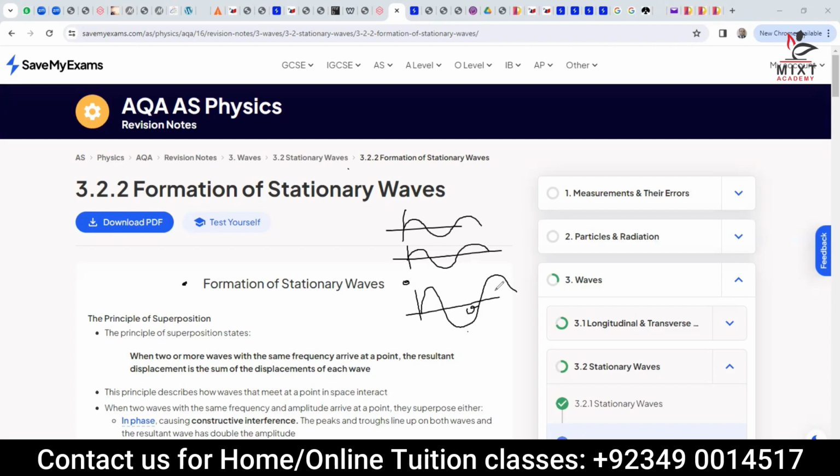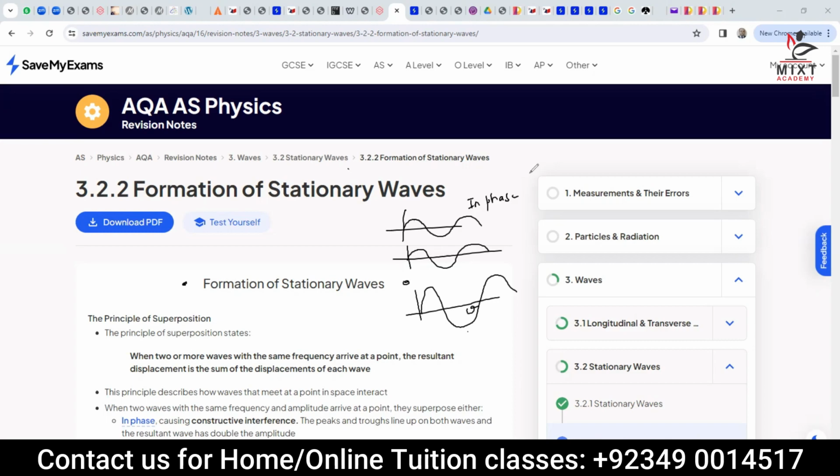When two waves have the same frequency and amplitude arrived at a point, they superpose in phase, causing constructive interference, the peak and the trough lines up on both waves. Now, this is very interesting. If you see these two waves, crest will fall on crest and trough will fall on trough. Am I right? Right. This thing is called in phase. They are in phase. Crest will be falling on crest and trough will be falling on trough. So if these two things are in phase, that will be called constructive interference.